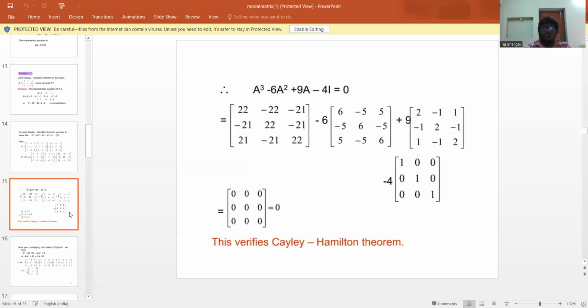A cubed minus 6A squared plus 9A minus 4I is equal to the matrix 22, minus 21, 21, minus 21, 22, minus 21, 21, minus 21, 22 minus 6 into the matrix 6, minus 5, 5, minus 5, 6, minus 5, 5, minus 5, 6 plus 9 into the matrix 2, minus 1, 1, minus 1, 2, minus 1, 1, minus 1, 2 minus 4 into the identity matrix, which equals the zero matrix, that is 0. This verifies the Cayley-Hamilton theorem.